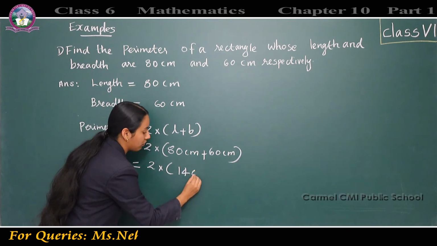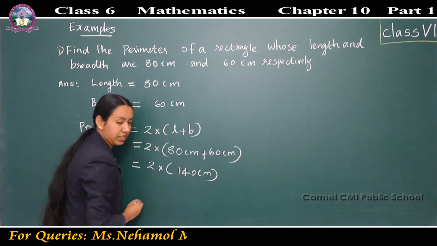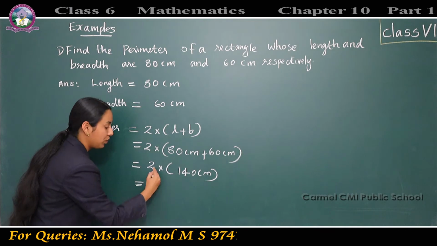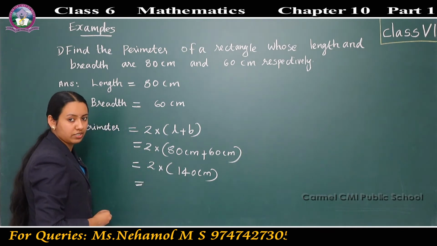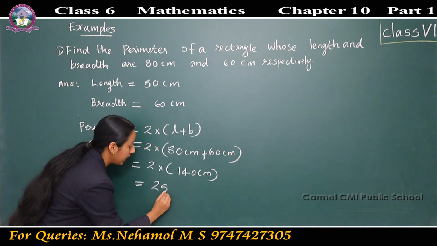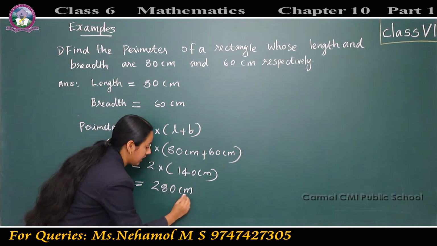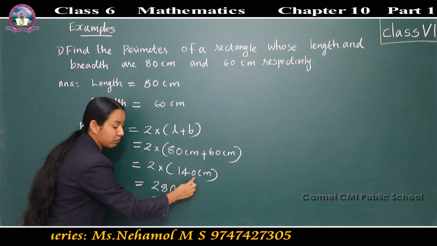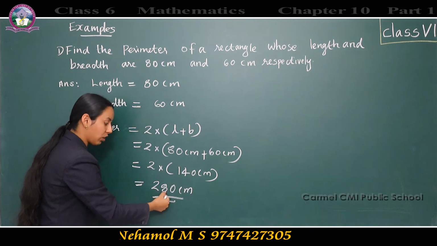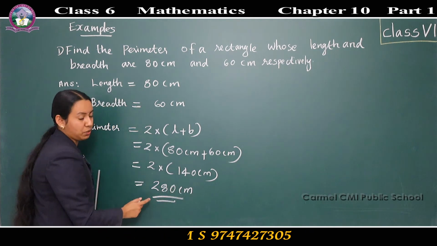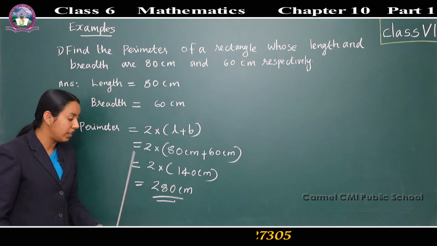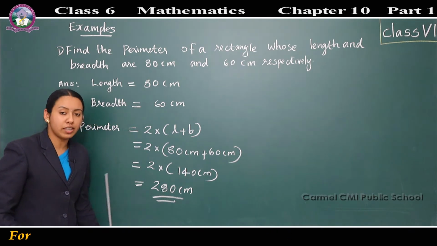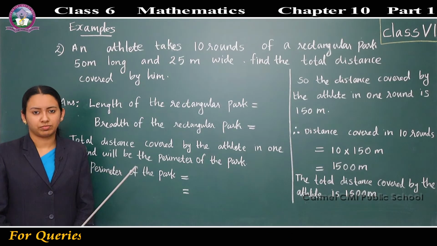2 into 140 centimeter. What is the answer? 2 into 140 is 280 centimeter. So the perimeter of the rectangle is 280 centimeter.